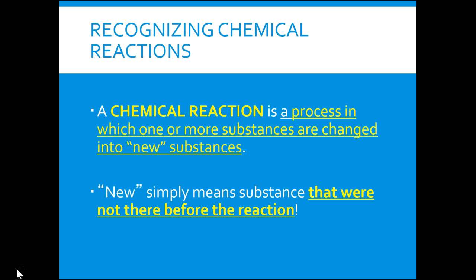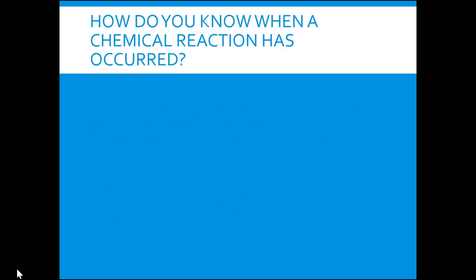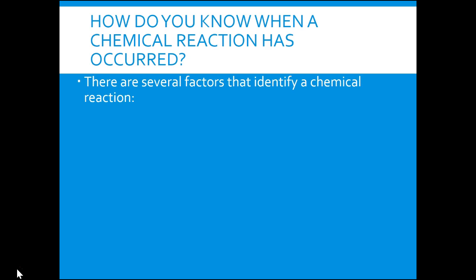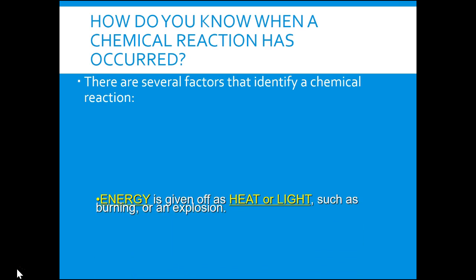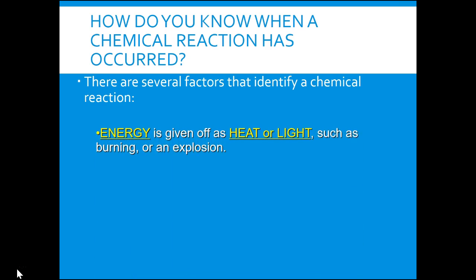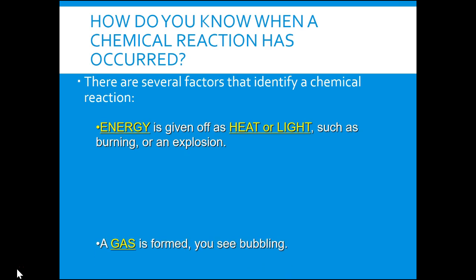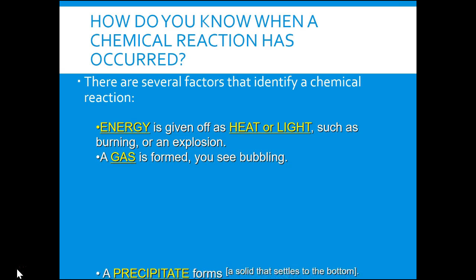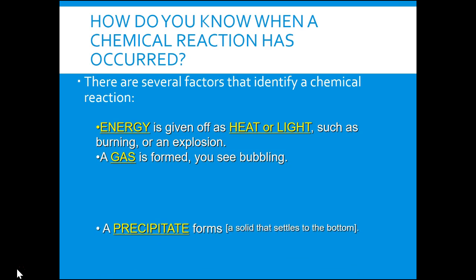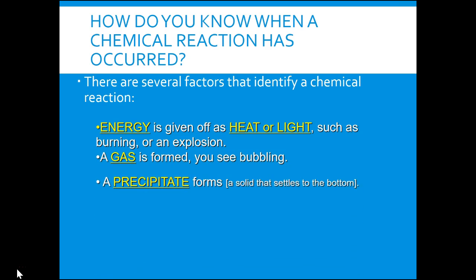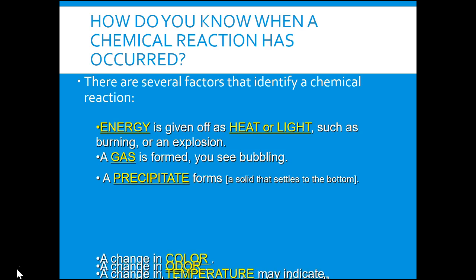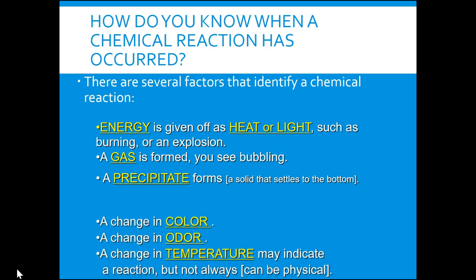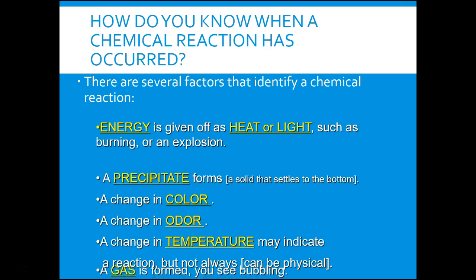So how do we recognize when that's happening? So how do we know when a chemical reaction has occurred? There are several factors that identify this. First factor, energy is given off as heat or light. Second one is gas is formed. The third one is a precipitate, or a solid settles on the bottom of the container. The fourth one is a change in color, a change in odor, or a change in temperature.